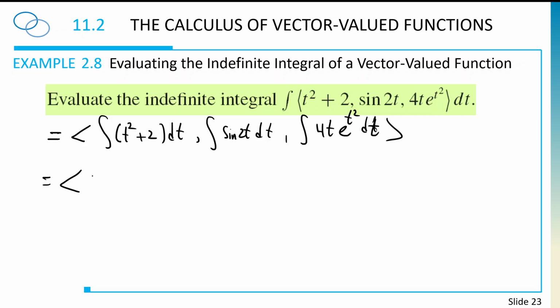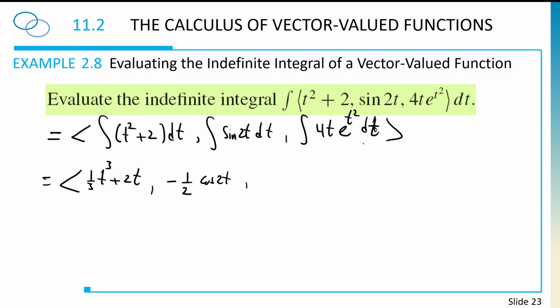The first one is the easy one. This is 1 over 3 t to the power of 3 plus 2t. No need to use the constant now. I could keep the constant outside at the end. So I'm not going to add the constant for these terms one by one. The second one is sine 2t. So the integration should be negative cosine 2t with the derivative of the argument. So this is half. So negative half cosine 2t.